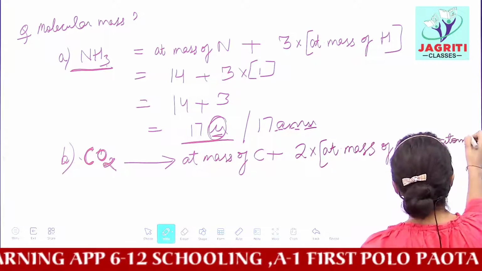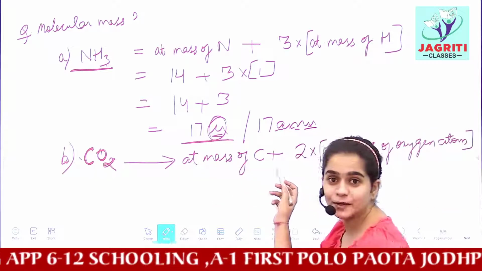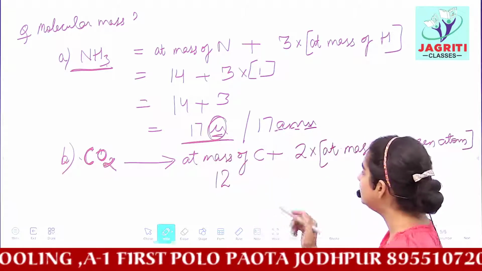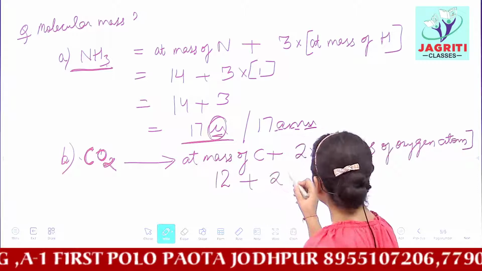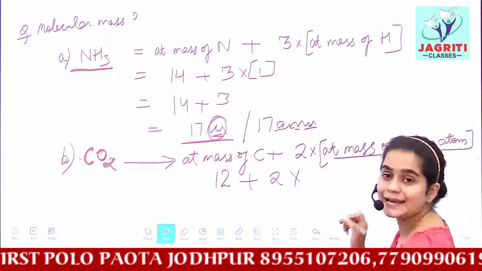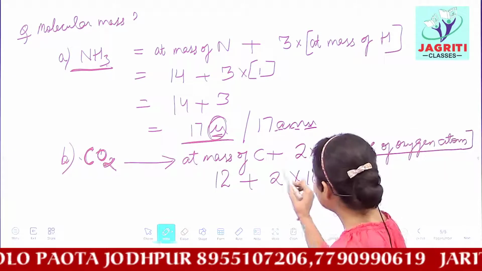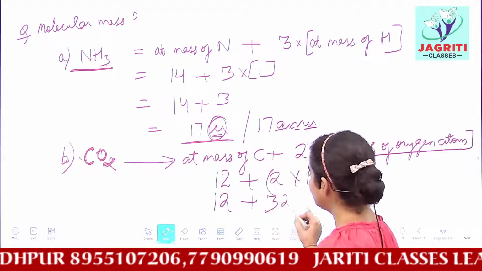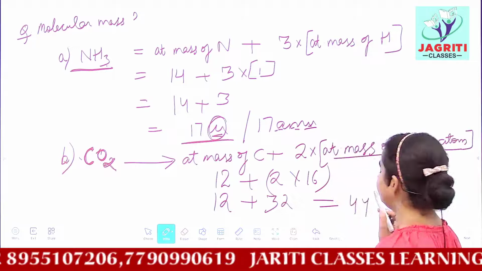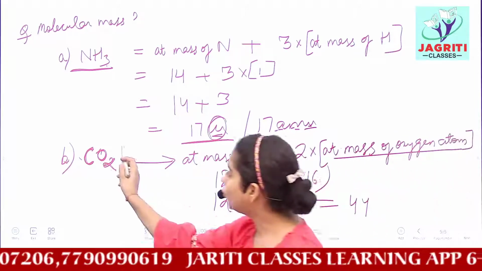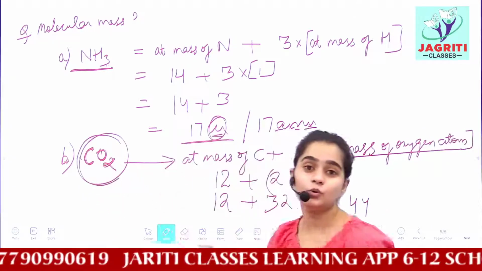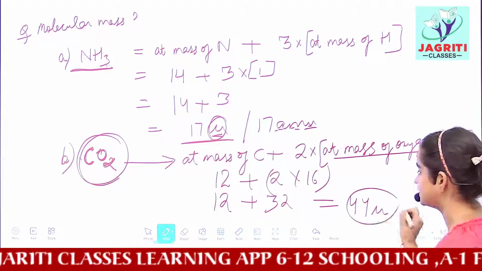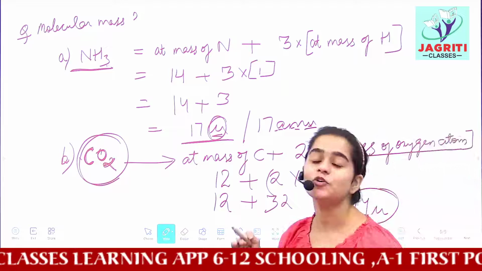On solving this, what do we get? The atomic mass of carbon is 12. So we have the atomic mass of carbon as 12 plus 2 into the atomic mass of one oxygen atom, which is 16. So we get 12 plus 16 into 2, which is 32. On adding these, we get 44. So one molecule of CO2 has a mass of 44 units. This is what we are talking about, molecular mass.